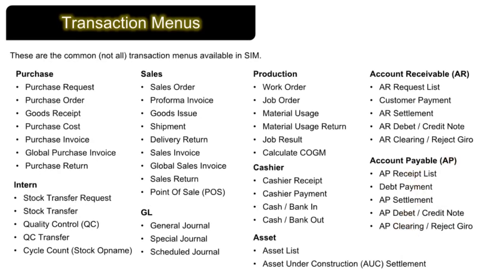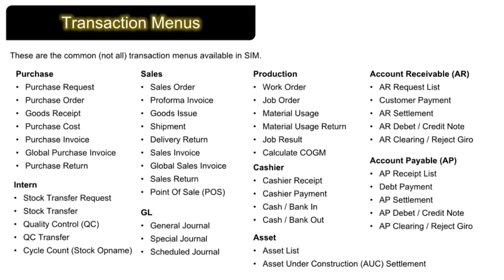These are the non-exhaustive list of SIM available transactions grouped by section. The first section is purchase. It includes purchase request, purchase order, goods receipt, purchase cost, purchase invoice, global purchase invoice, and purchase return. The second section is sales. It includes sales order, proforma invoice, goods issue, shipment, delivery return, sales invoice, global sales invoice, sales return and point of sale. The third section is intern. It includes stock transfer request, stock transfer, quality control, QC transfer, and cycle count.